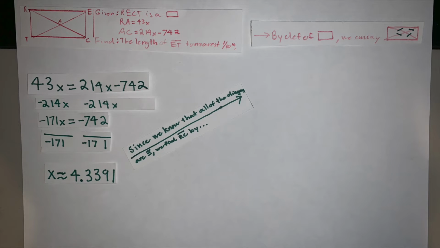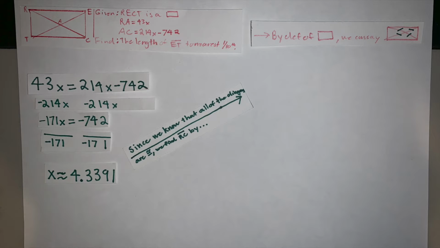All right, so you managed to find x. Congrats. But we're not done yet. This problem wants us to find the length of line ET. Since this is a rectangle, we know the diagonals are congruent, so RC is equal to ET.